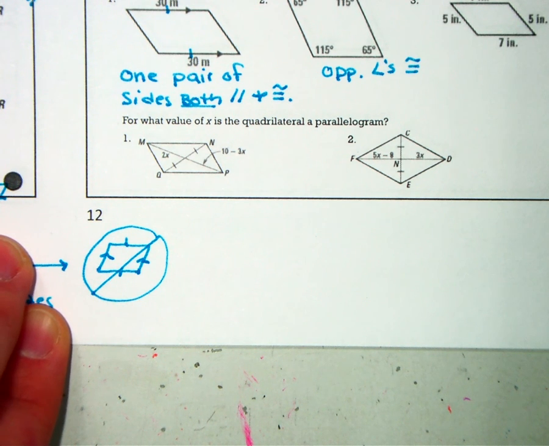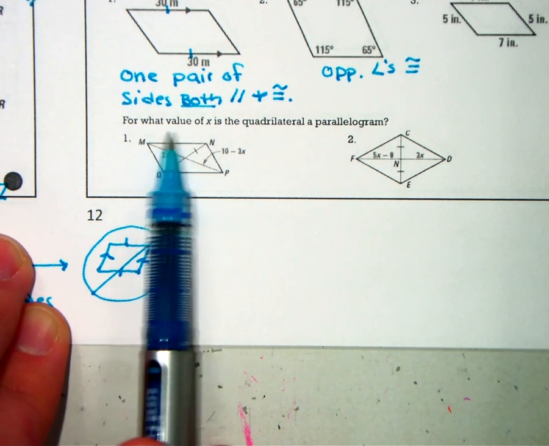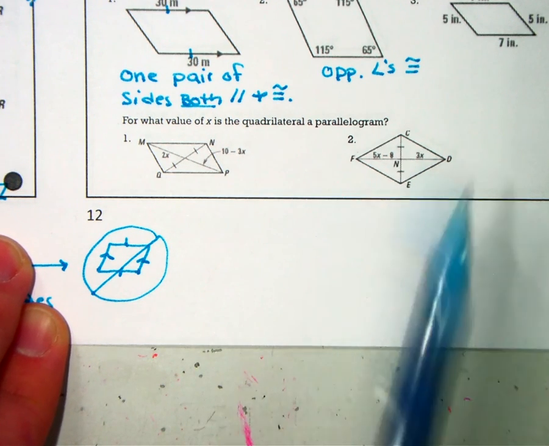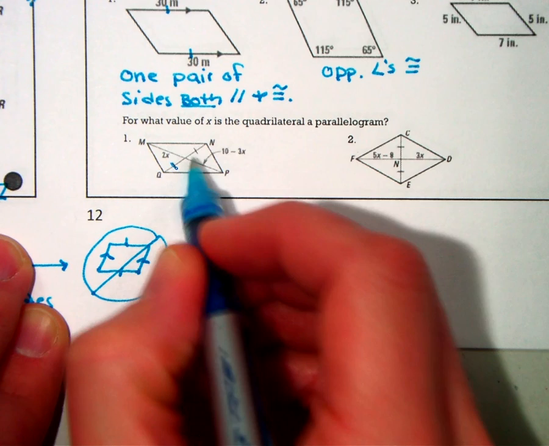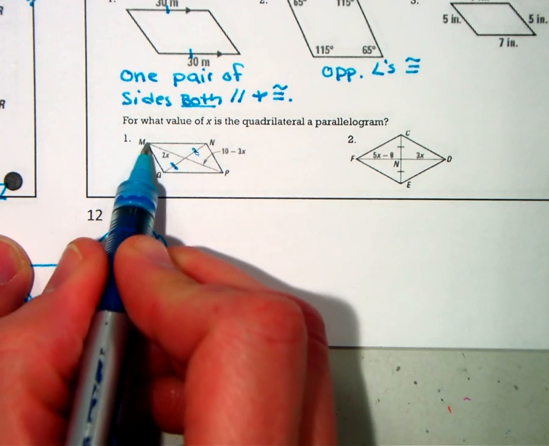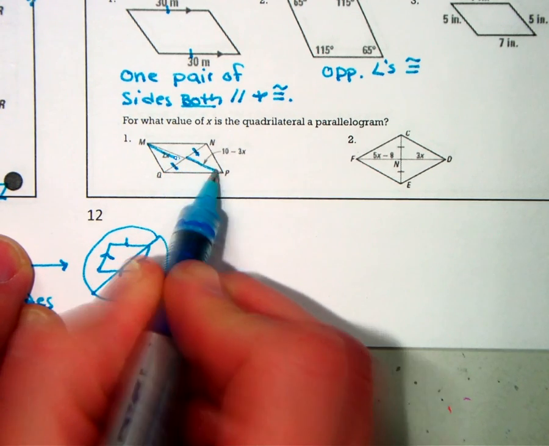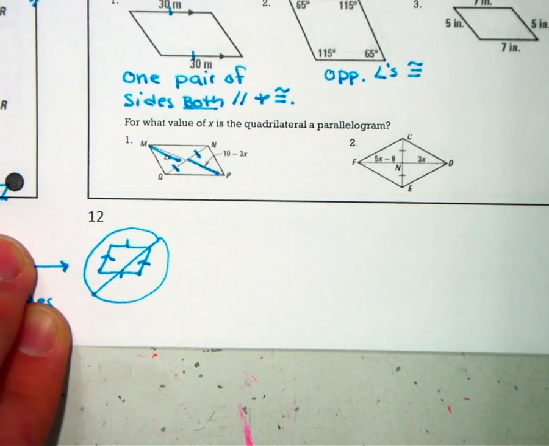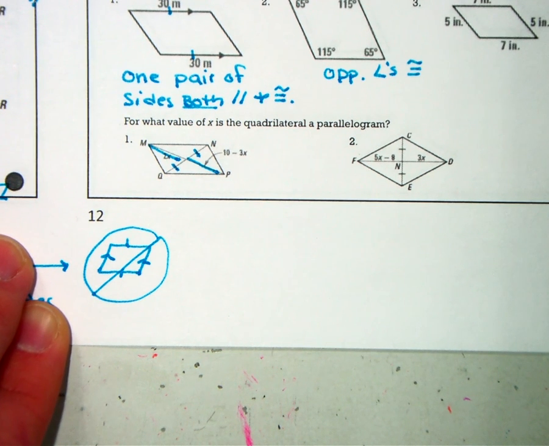No, it doesn't say that. It says, what value of x would make it a parallelogram? Well, it's showing you that these 2 are congruent, but it gives you these 2. It doesn't say those are congruent, but you want them to be congruent if you want a parallelogram. So you just set them equal, just like you did yesterday.